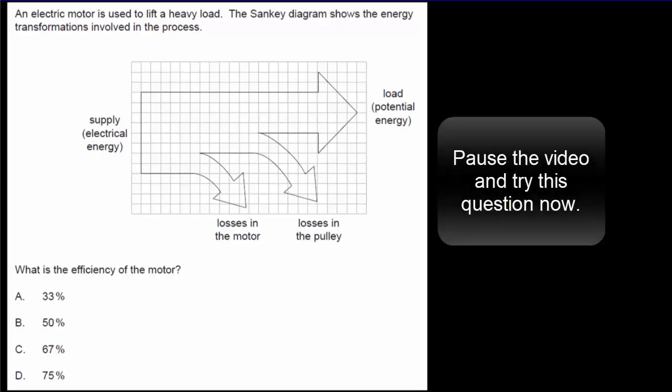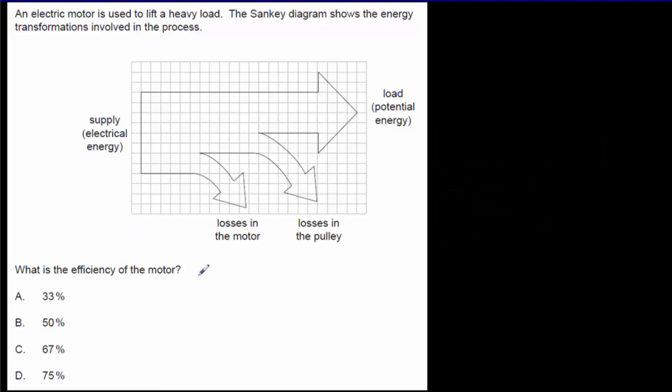Here's another IB multiple choice question. Be careful with this one. Pause the video, try it out, come back for the answer. So our efficiency should be equal to that output power divided by the input power. Not much doubt about the input power. This width here represents the input power, and you can see that that's 8 grids wide. So I'm going to put an 8 in there for the input power.